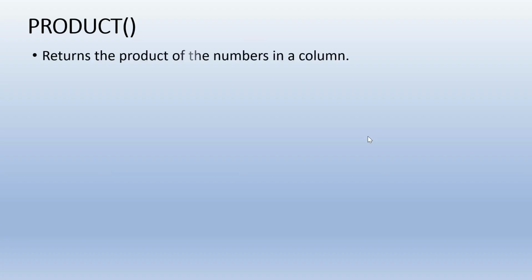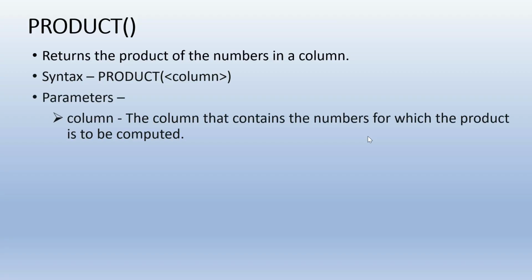In this tutorial, we are going to go through the PRODUCT function. This product function, as the name indicates, gives the product of the numbers in a column. The syntax of this function is PRODUCT and the column, right? This column is a parameter here. This is the column that contains the numbers for which the product is to be calculated.